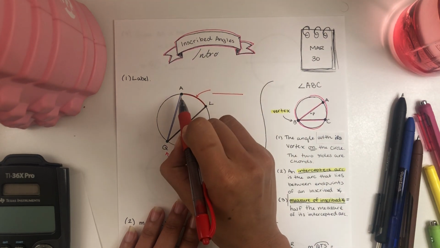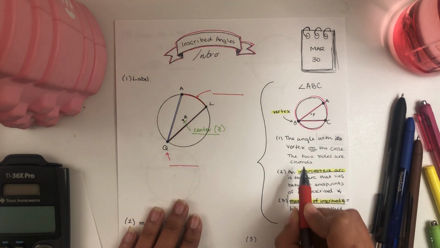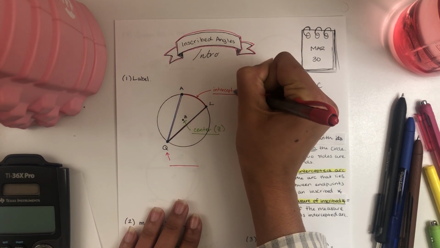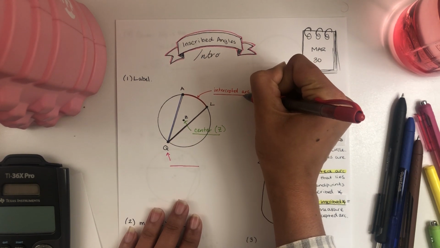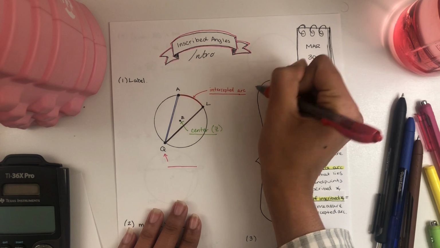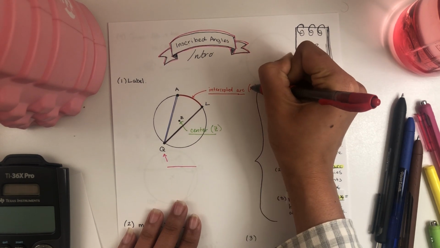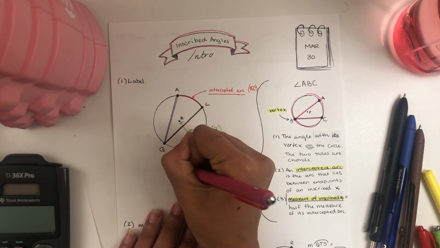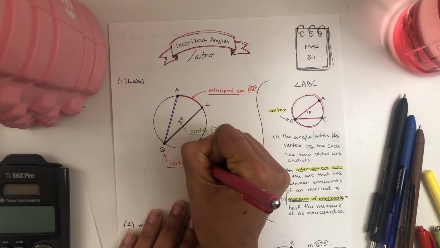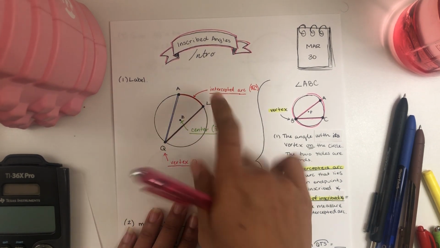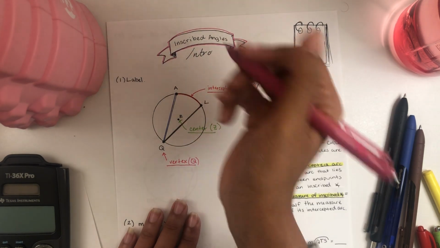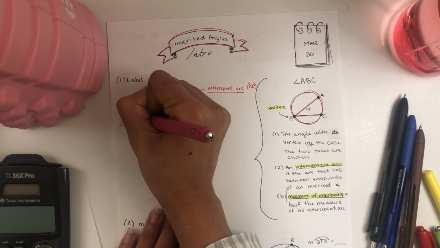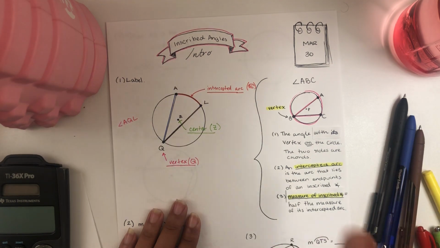All right, this right here, this is an arc, but according to this, it's an intercepted arc. And we label this using AL and a little arc hat. All right, Q. Q is your vertex, right? It's the point of this angle. And if I wanted to name this angle here, it'd be angle AQL. You could say LQA, that's also fine.